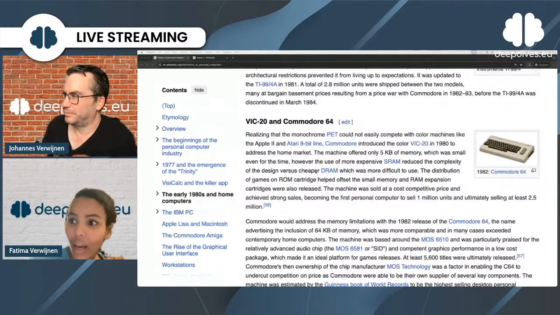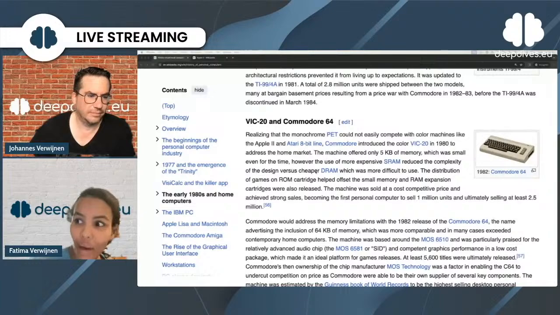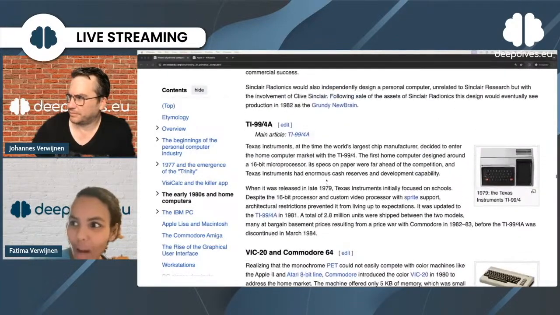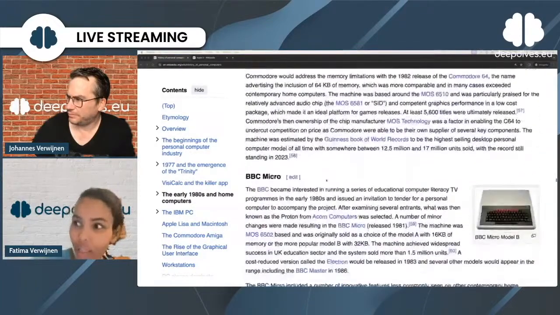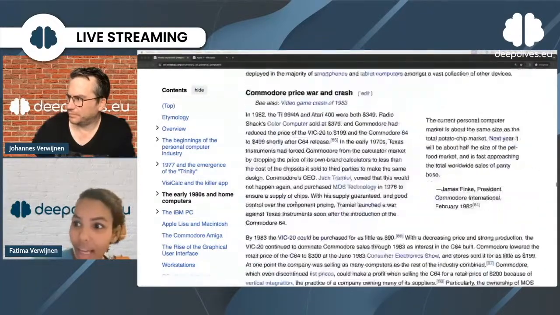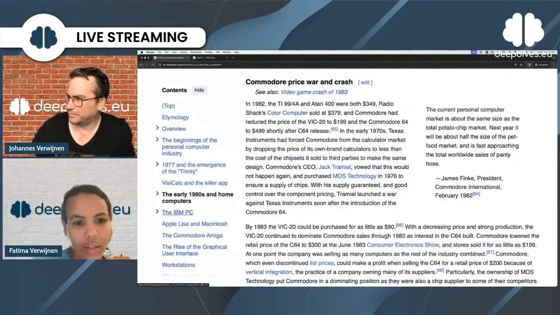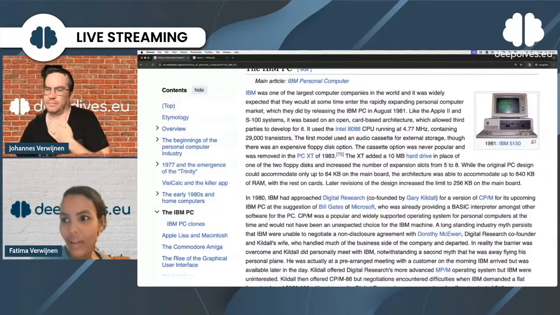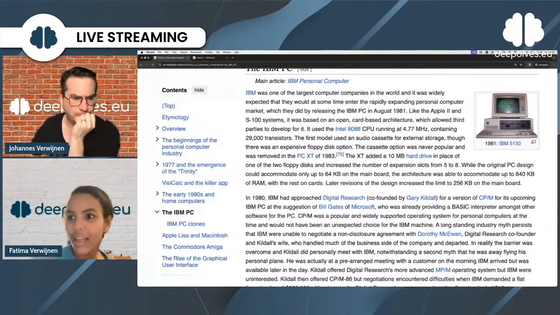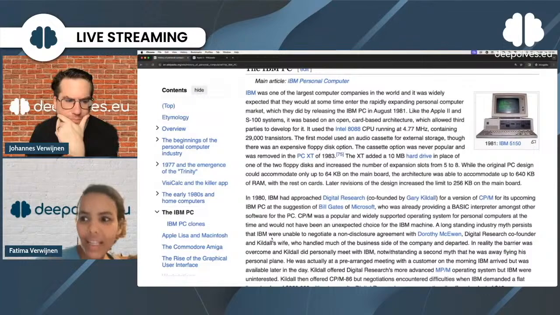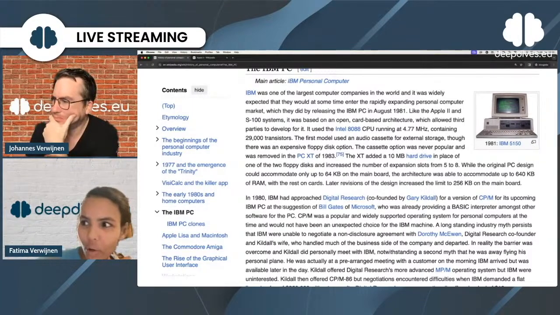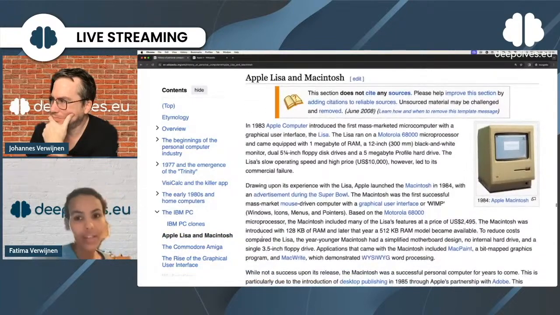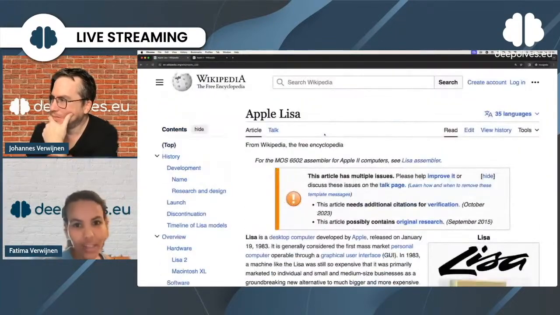So an Apple II with a full 64K of RAM cost about $1,200 in 1977, and that's about $8,000 to $10,000 nowadays. So still relatively expensive. And then in 1983, we have Lisa, which is the first personal computer with the GUI, or graphical user interface. Yeah, this is interesting.